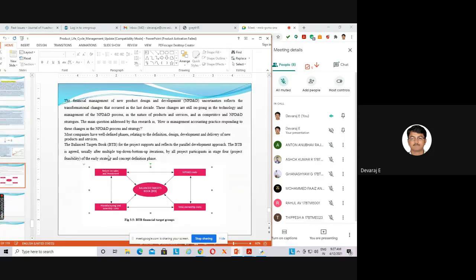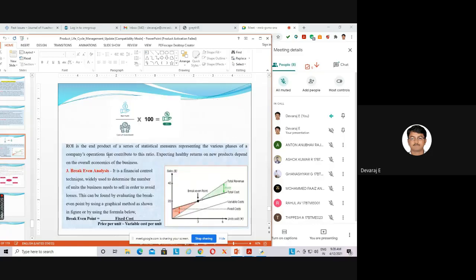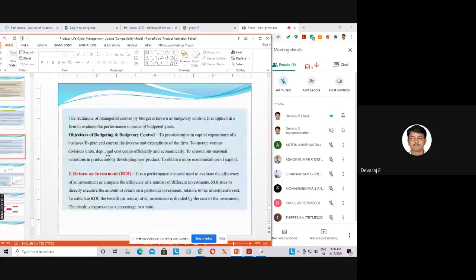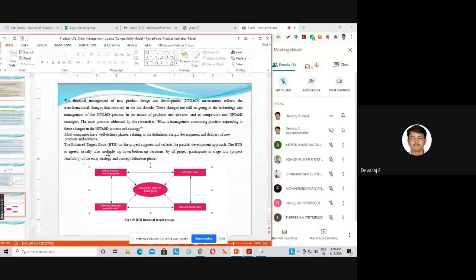Today I told you about BTB. BTB indicates the balanced target book. Whatever I told you in the previous slides, everything is written here, so kindly look into this figure. This figure shows the balanced target book. Always remember, the financial manager will keep this balanced target book. What is this balanced target book?